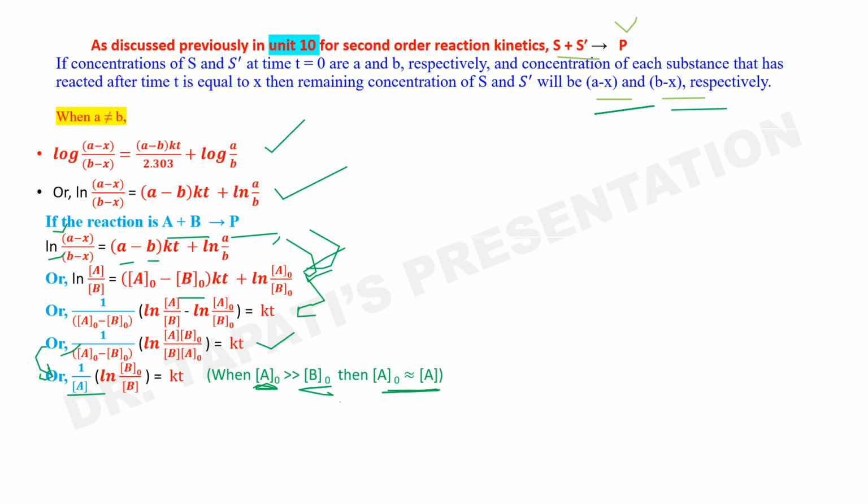1 by A into ln B0 by B. Why? As A is equal to A0, you can cancel them, and therefore 1 by A into ln B0 by B is equal to KT when A0 concentration is much higher than B0. Or we can write it as: concentration of B is equal to B0 into e to the power minus A KT.